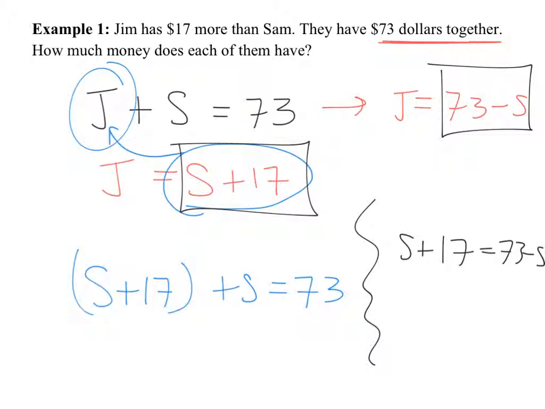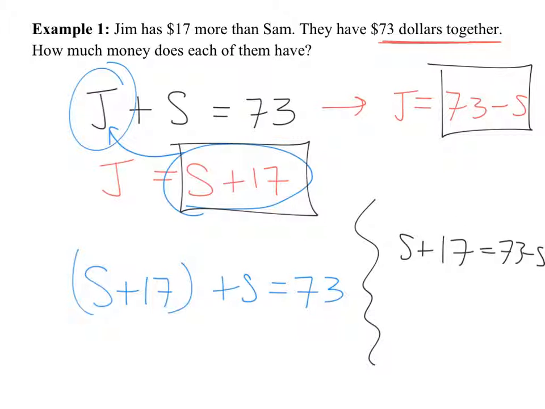So in chapter 1, we tried to avoid systems. So we said, well, let's just write s plus 17 plus s equals 73, because s plus 17 is Jim, and then the other s is Sam. Well, that's kind of what we did here by combining and using substitution. So we'll just kind of jump the step, which is fine. You can come up with this directly off the problem. By all means, you should do that.